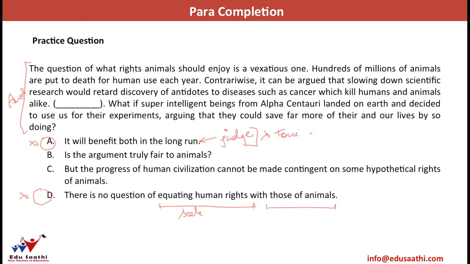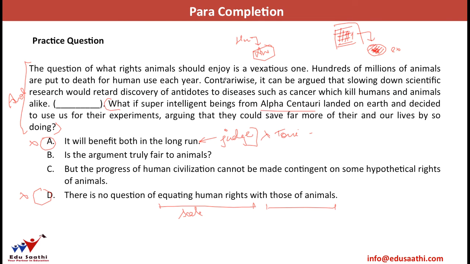Right. Now, if I read the last line, it says, "What if super intelligent beings of Alpha Centauri landed on Earth and decided to use us for their experiment, arguing that they could save far more of their and our lives by so doing?" So it says that something that is more mighty experiments on something which is a little lesser mighty than itself. So the Alpha Centauri is experimenting on humans. Why? Because it is more strong.